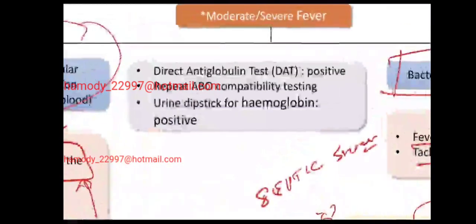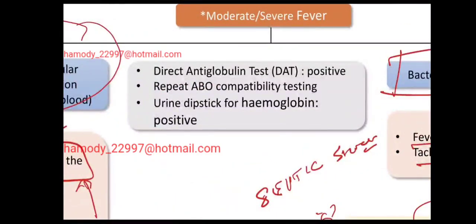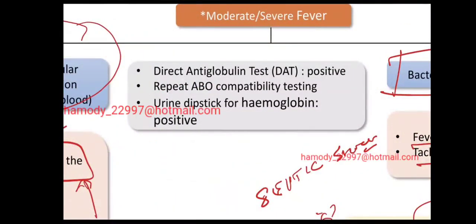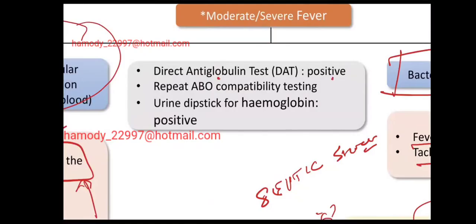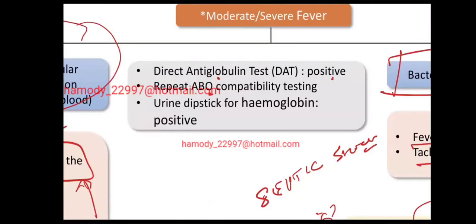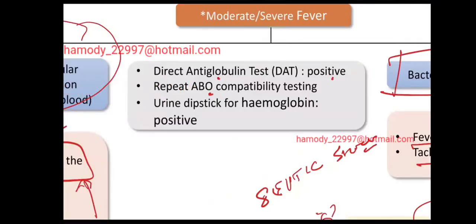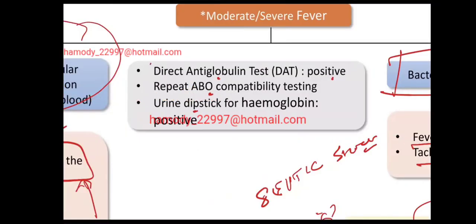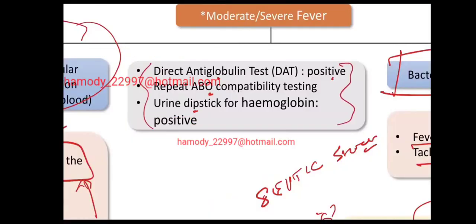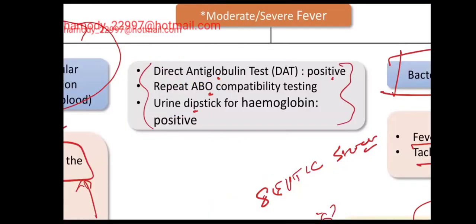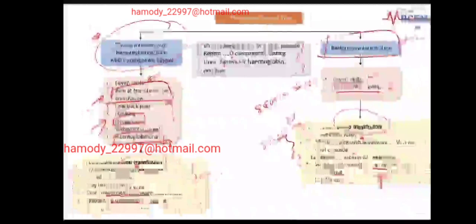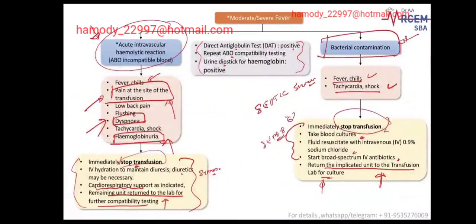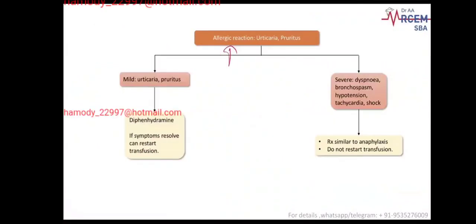Will any blood investigations be helpful here? Yes, definitely the blood investigations will be helpful. Direct antiglobulin test will be positive in ABO incompatibility. Repeat the ABO compatibility test; it will show incompatibility. Urine dipstick, if you do it, shows hemoglobinuria. All three are positive in ABO incompatibility. They will be negative in bacterial contamination. So blood investigations also help you to differentiate between ABO incompatibility and bacterial contamination.